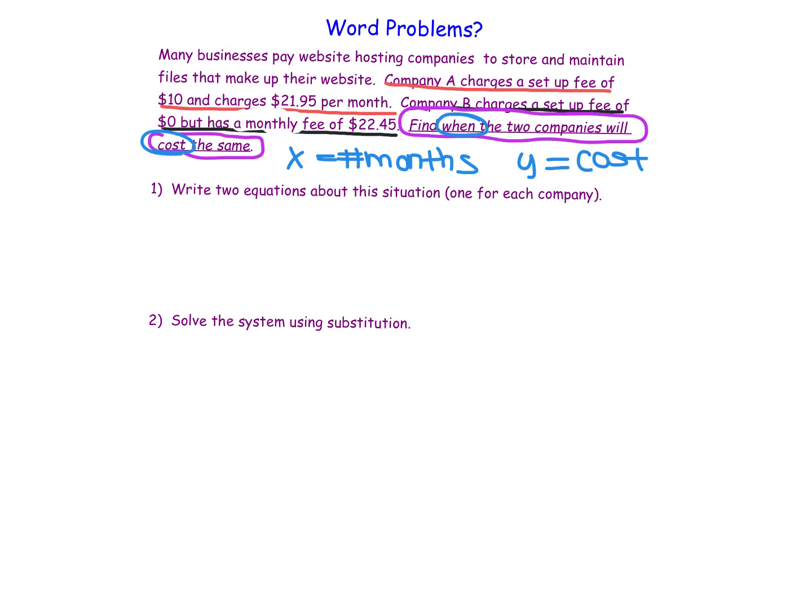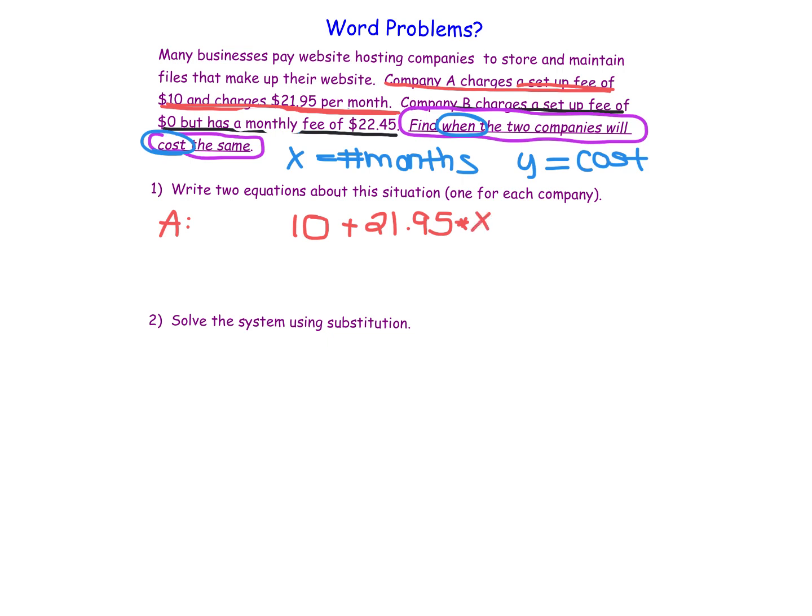So here it says write two equations about the situation, one for each company. So I'm going to write an equation for Company A, and I'm going to calculate cost. And so remember, my cost is calculated by a setup fee of $10 and $21 per month. So in order to calculate my cost, I know that up front I'm going to have to pay $10. But I only have to pay this $10 once. And after I pay this $10 once, I then have to pay 21.95 times the number of months that I've had that site.